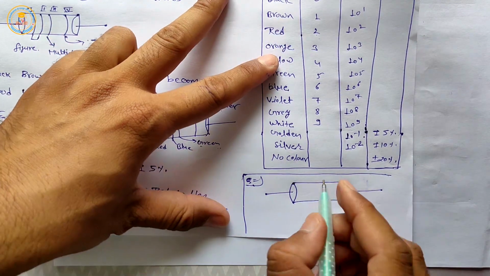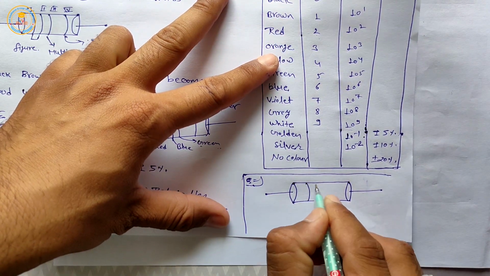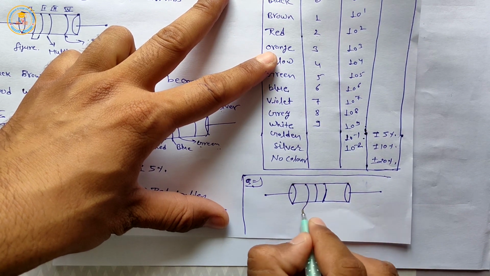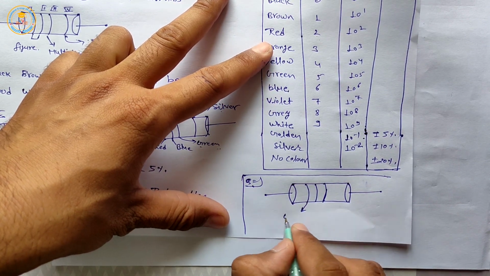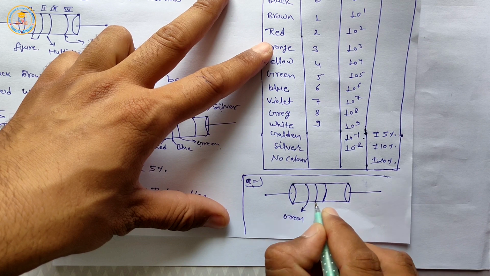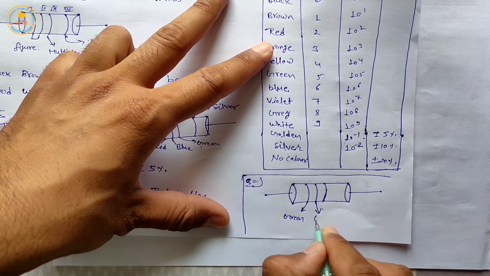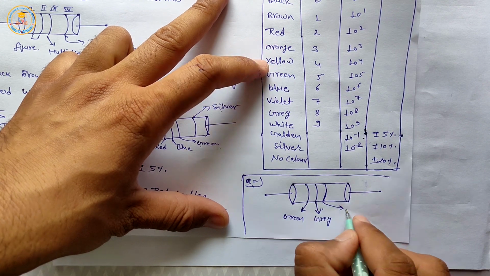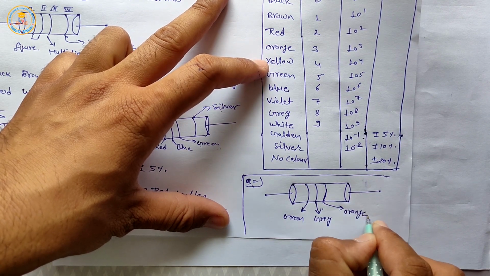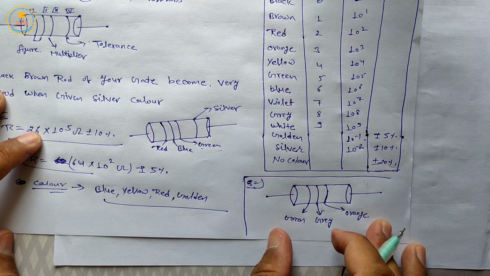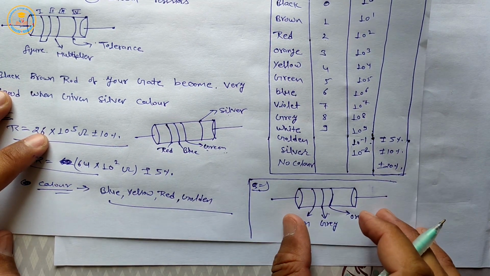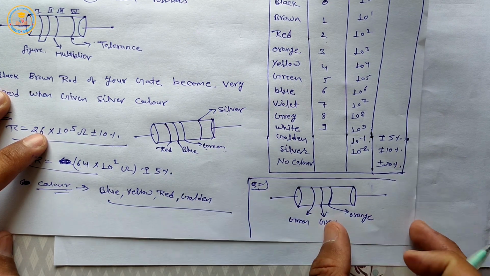This is a resistor, and here 3 rings are present. The first represents the color green, the second represents the color gray, and the third represents the color orange. Then write the value of resistance for this resistor, and write your answer in the comment box.